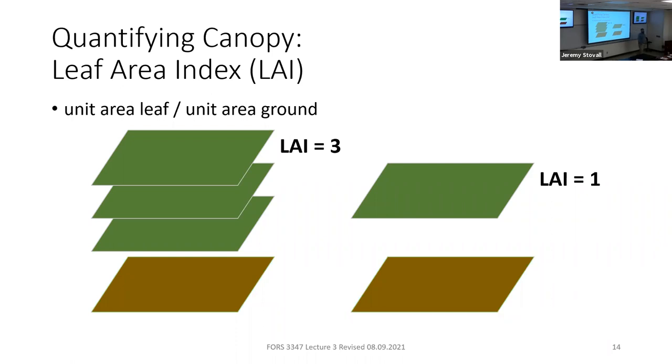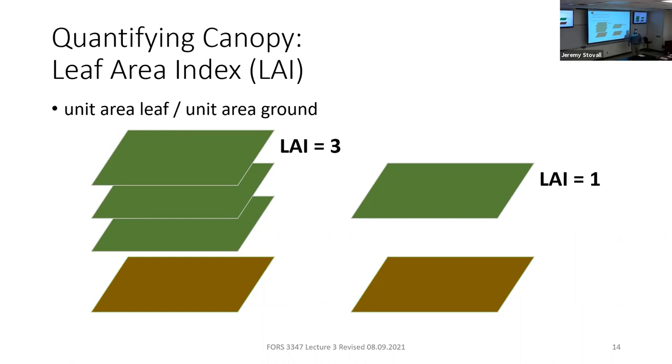We cancel them out, and so we say it's units. So you can think of it more simply as, here is one layer over one layer of that table. Now I have two layers over that layer of that table, okay? So that would be a leaf area index of 2.